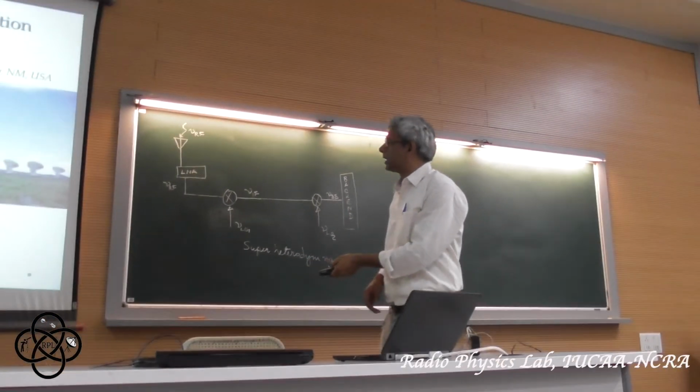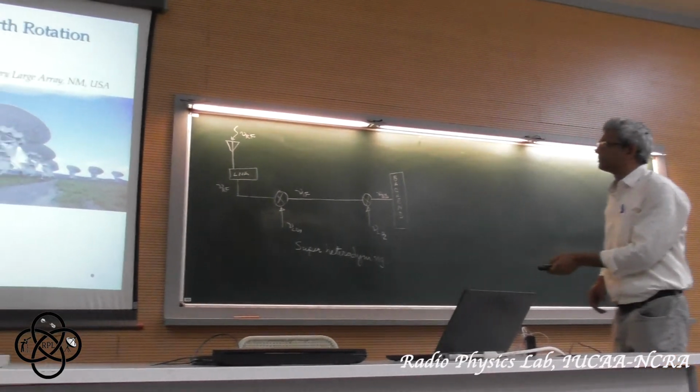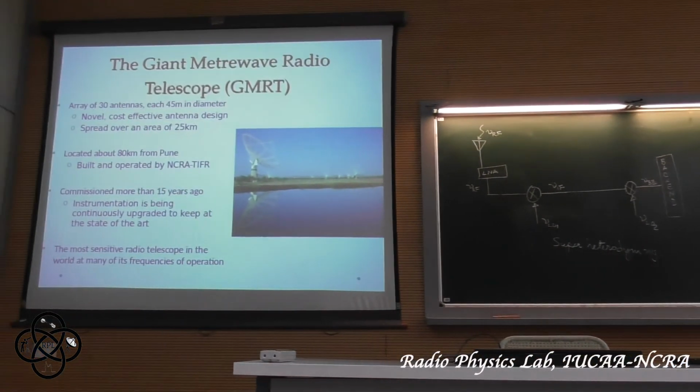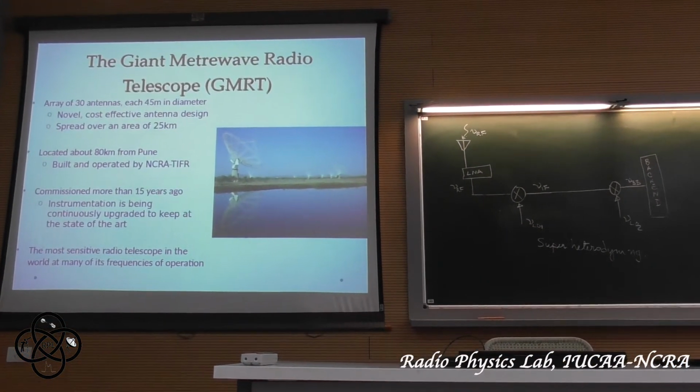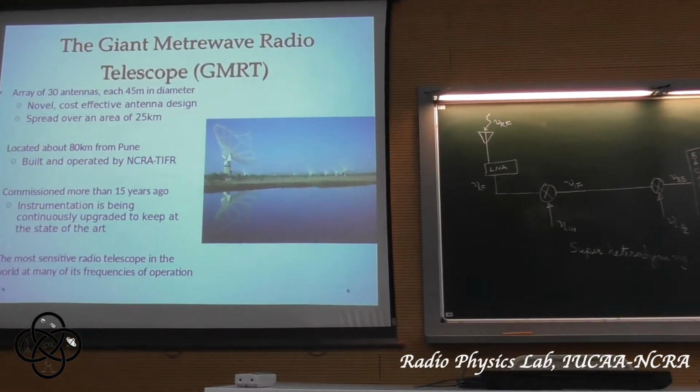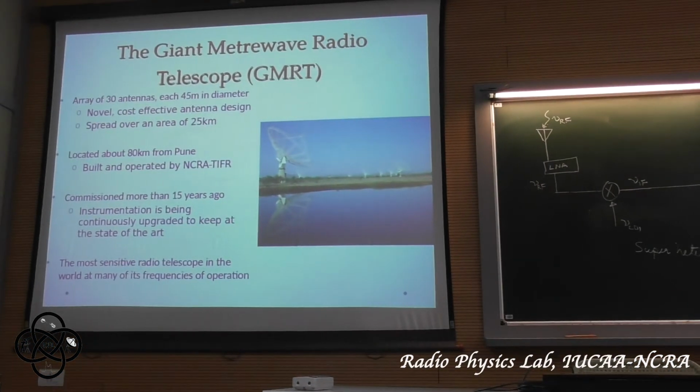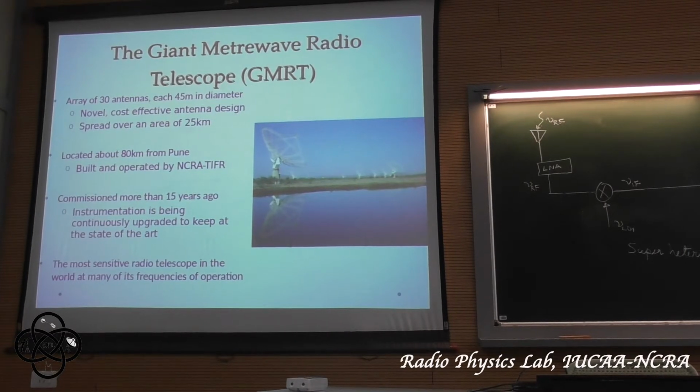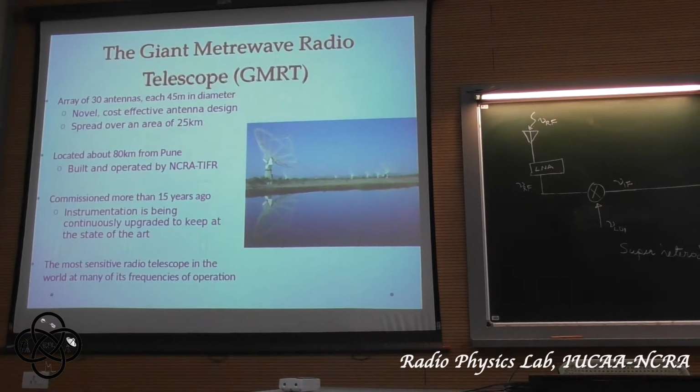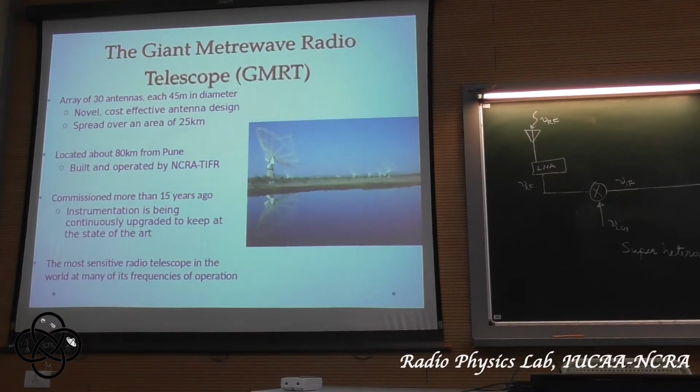Okay, so now I want to talk about the GMRT very quickly, and then I'll tell you something about what you do with radio telescopes. So this telescope, which I don't know whether you will be visiting at some point, probably yes, is located about 80 kilometers from here, and it consists of 30 antennas, each of which is 45 meters in diameter, and it's spread over an area of 25 kilometers in size.